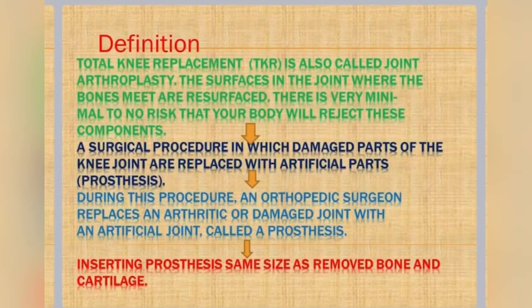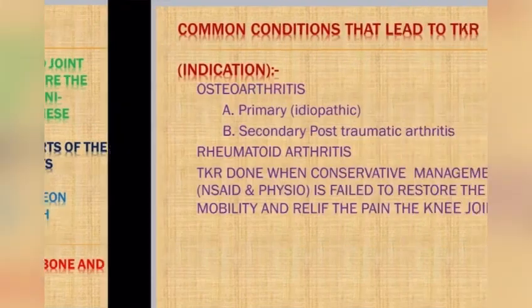Definition. Total knee replacement is also called joint arthroplasty. The surfaces in the joint where the bones meet are resurfaced. There is very minimal to no risk that your body will reject these components. A surgical procedure in which damaged parts of the knee joint are replaced with artificial parts called prosthesis. During this procedure, an orthopedic surgeon replaces an arthritic or damaged joint with an artificial joint called a prosthesis, inserting a prosthesis the same size as the removed bone and cartilage.